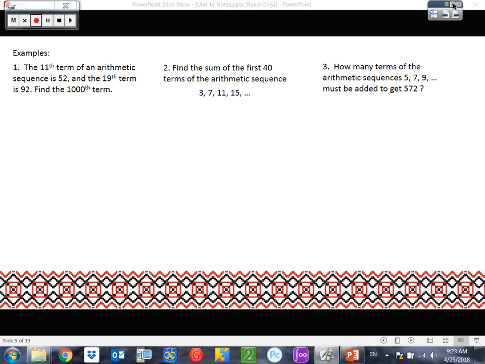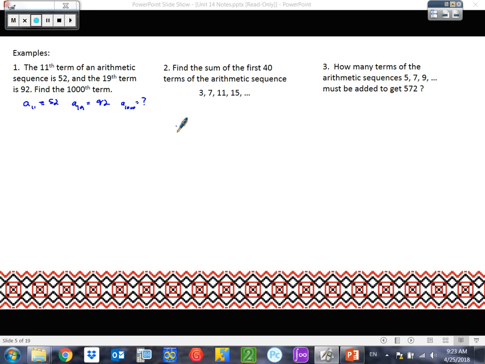We have the 11th term of an arithmetic sequence is 52, and the 19th term is 92. Find the 1000th term. I'm just going to write, I like to write my information up here. So I'm told the 11th term is 52, and the 19th term is 92, and I want to find the 1000th term. That just kind of helps me. Do you have to write that? No. This helps me know what's going on.